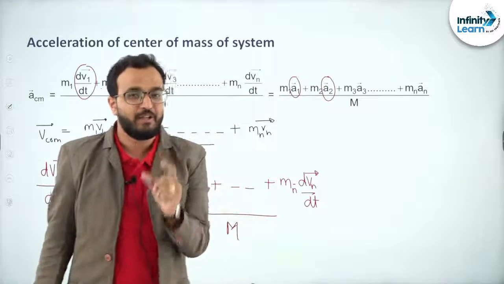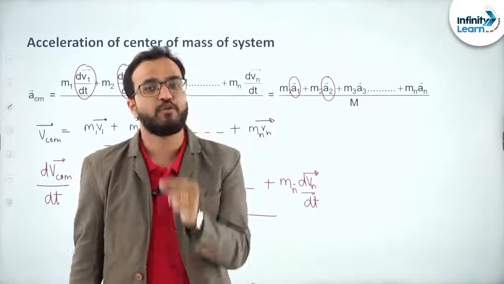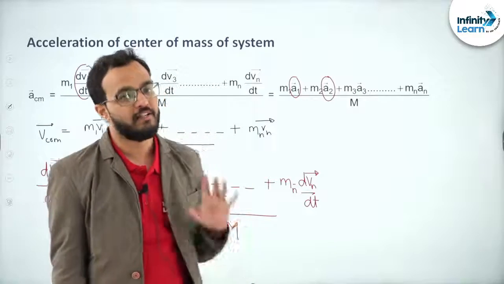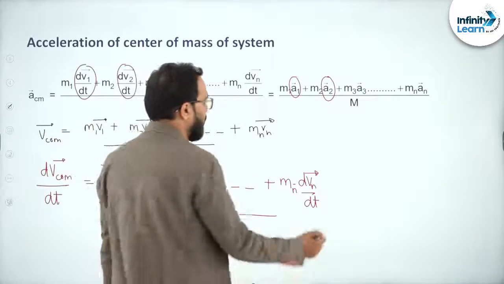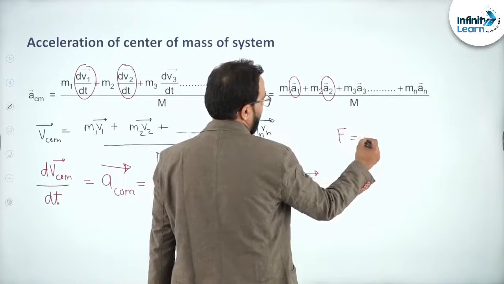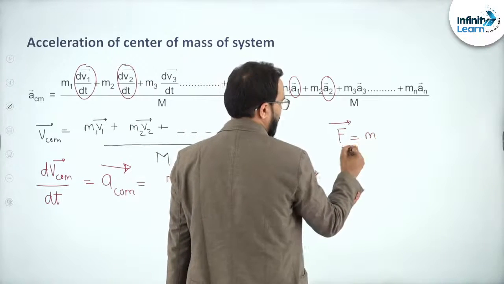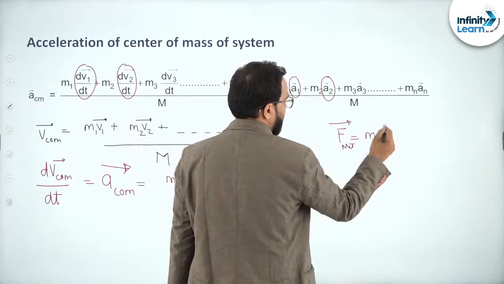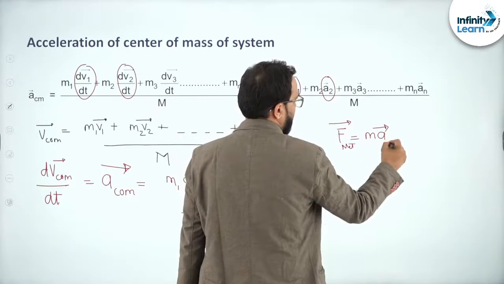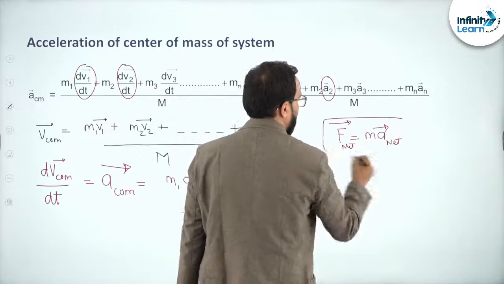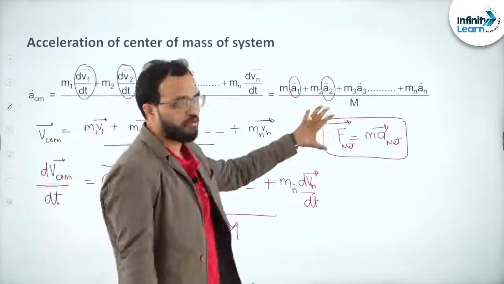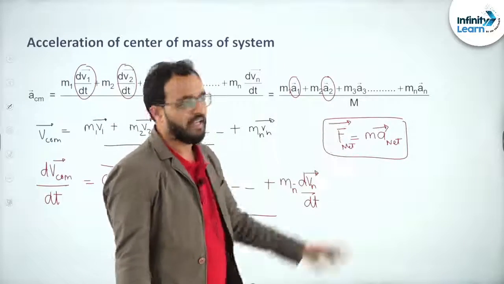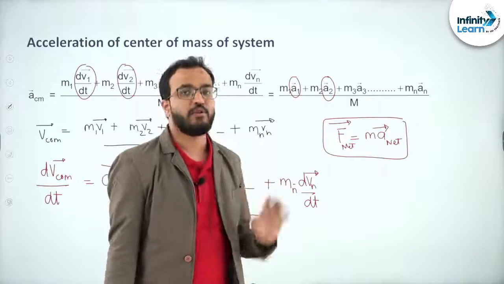Now one interesting fact is here: m1a1, m2a2, m3a3, what are they representing? They are actually representing the net force on the individual particles, if you look closely, because when you study force, what is the net force? You will say, sir, net force on the body is mass times net acceleration of the body. Is it right or not? Yes or no?